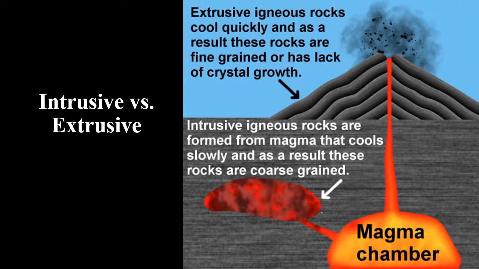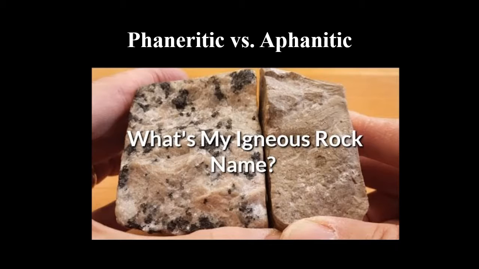So once again, intrusive rocks are ones that form at the bottom, under the earth, and extrusive rocks form on the surface. Extrusive rocks cool quickly, and as a result, these rocks are fine-grained and lack crystal growth. They're very fine-grained. You can't see the crystals. With intrusive rocks, you can see the crystals because they are formed from magma that cools slowly.